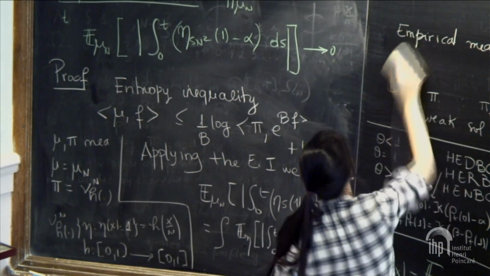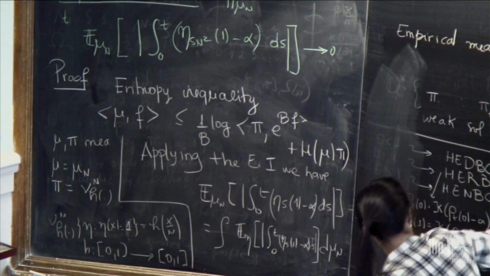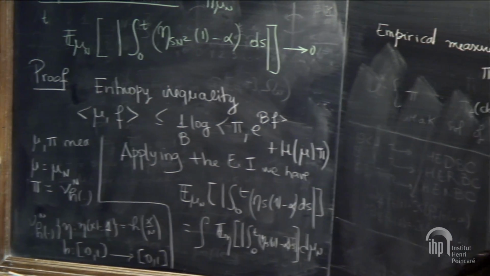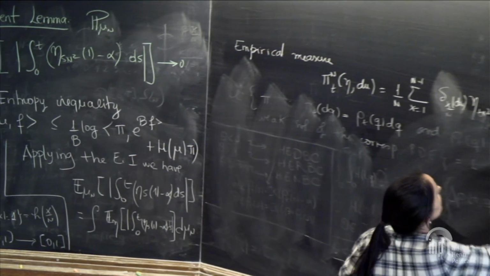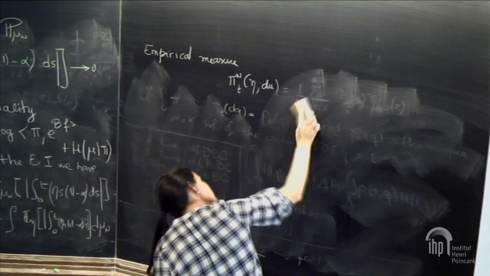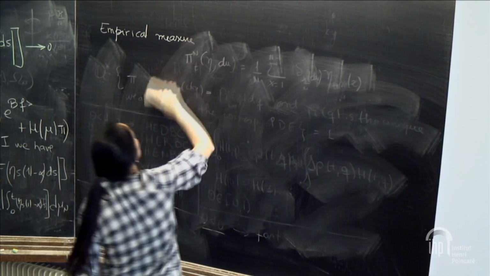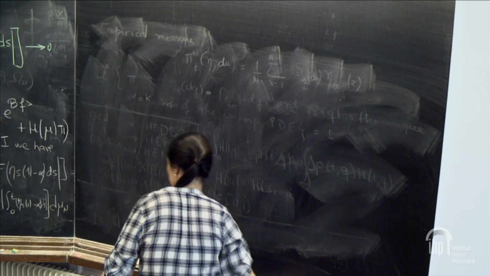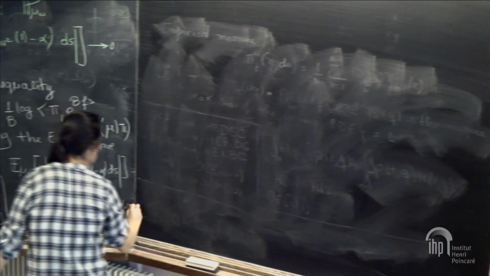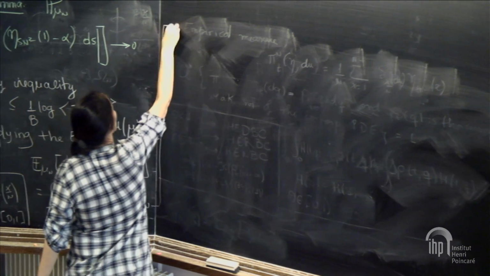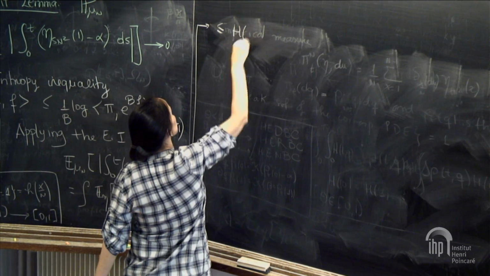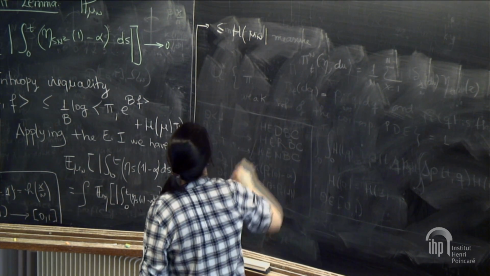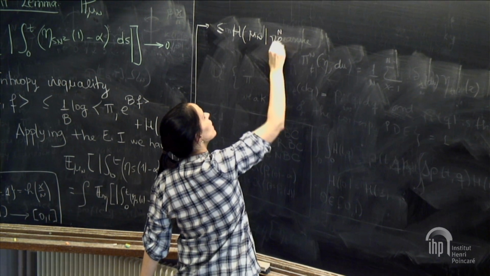So now, and b is a constant. I didn't say, but b is a constant, and it is important. But I will say it at the end. So this guy is less or equal than the entropy of mu n with respect to the mu n h.